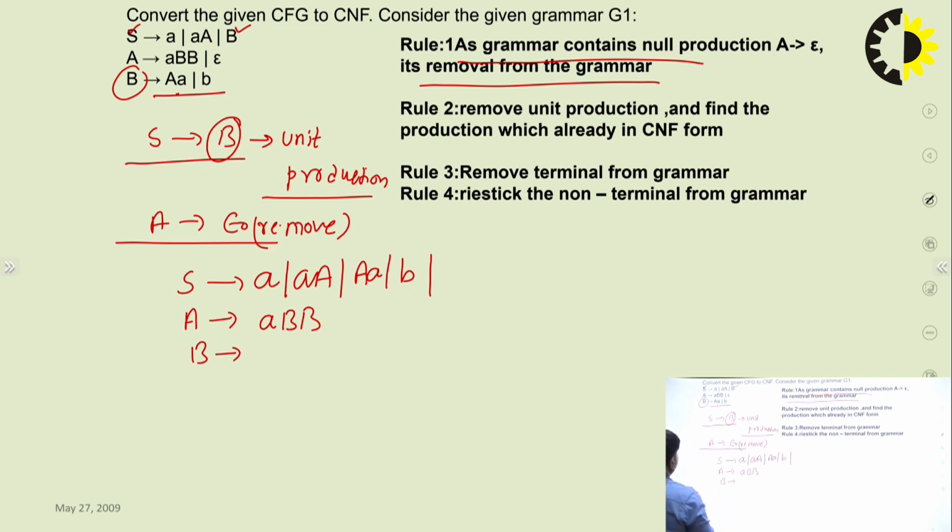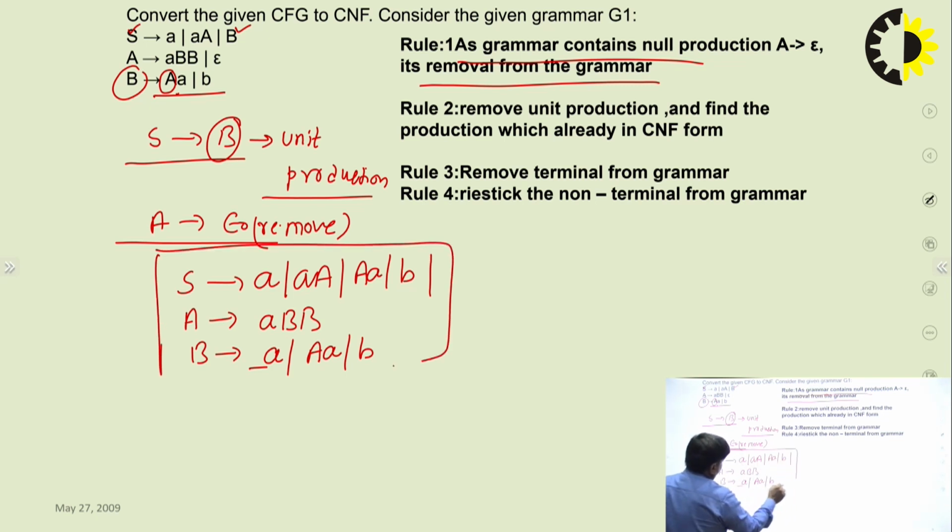And what is the production rule for B? Here is small a, here is capital A and here is B. Because if we put A equal to null in this production, then we find another production rule, A tends to B. So now this is your final context free grammar. In this grammar, we have removed the null production, unit production and useless production.